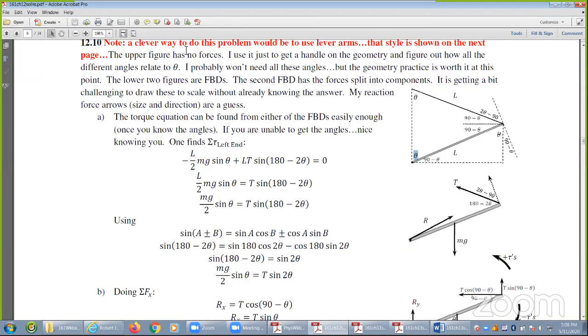I'm going to pause there. Is that making any sense? That's a nasty looking problem, right? Any questions about that?